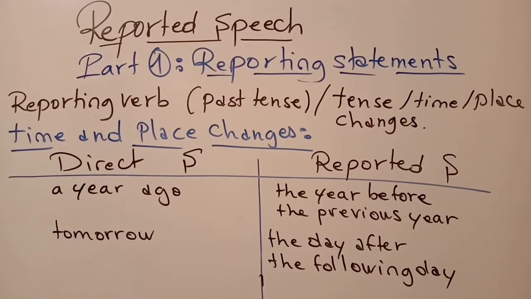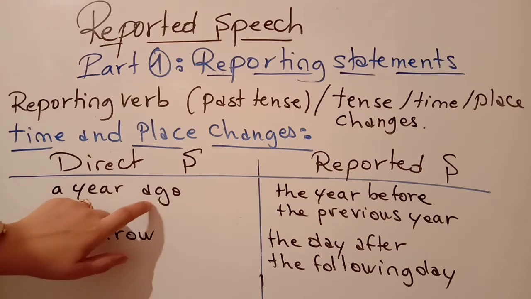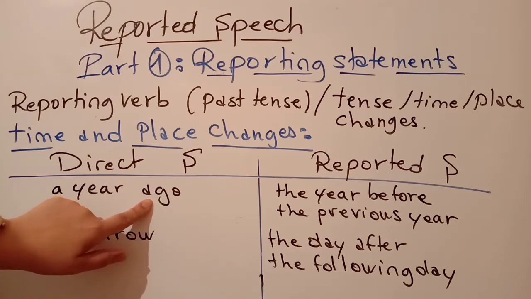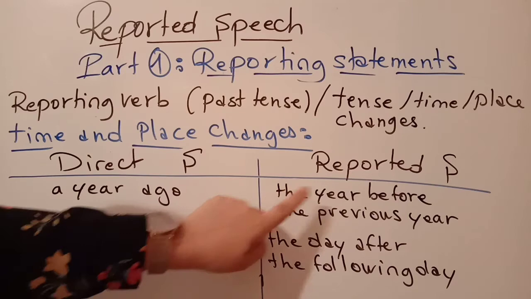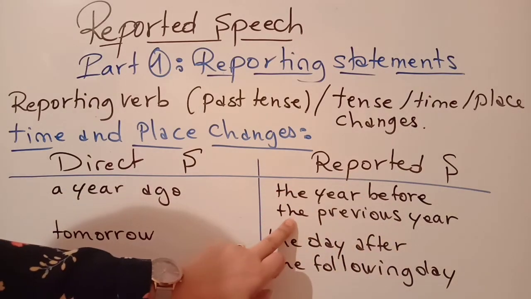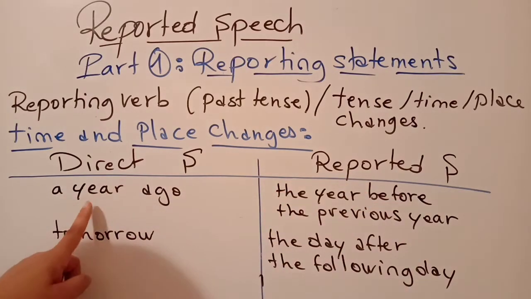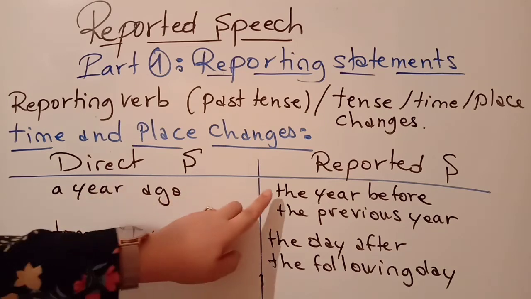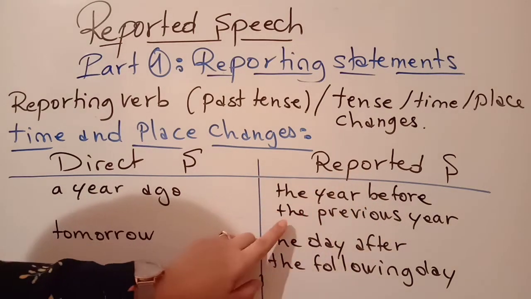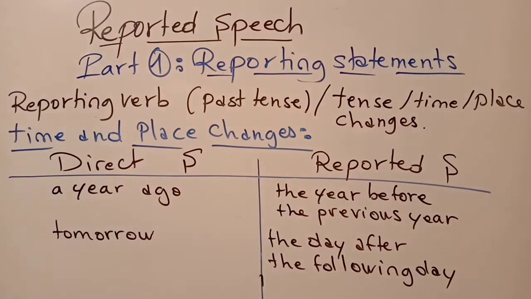If you have, for example, a year ago or a week ago, so when you have ago, it's past. So it becomes the year before or the previous year. If you have, for example, here week, you are going to say the week before or the previous week. Clear?